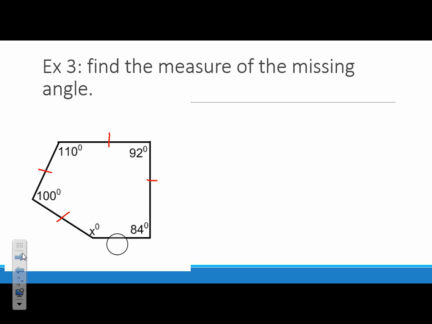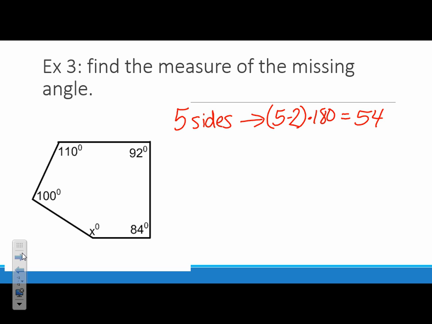That's a five-sided shape. They're not all the same, so I'll erase my little slash marks, but they help me when I count. So this is a five-sided shape. So if it has 5 sides, how many total degrees must it have? Well, let's use that formula. 5 minus 2 times 180. That'd be 3 times 180 is 540 total degrees. So I need to have 540 total degrees in this shape.